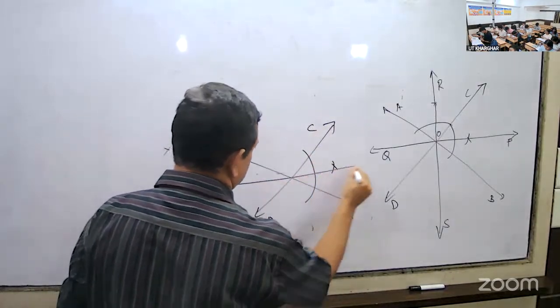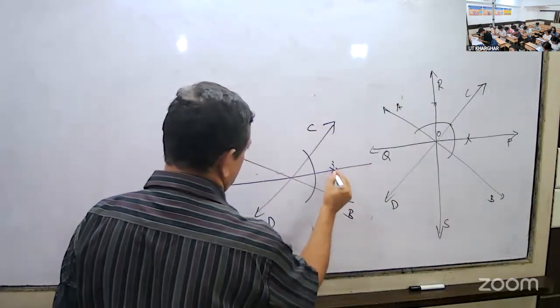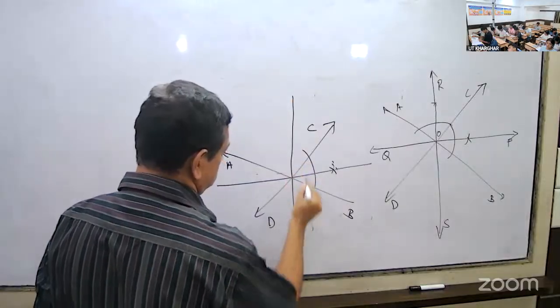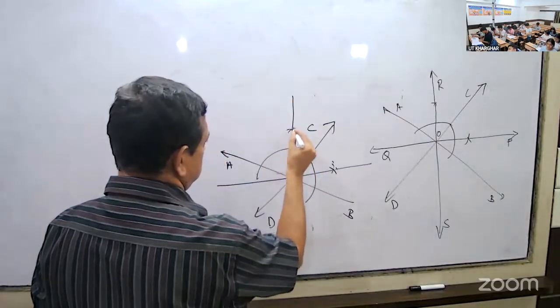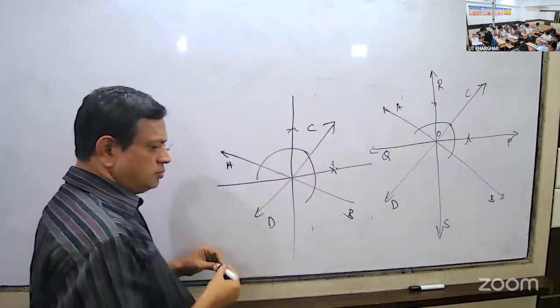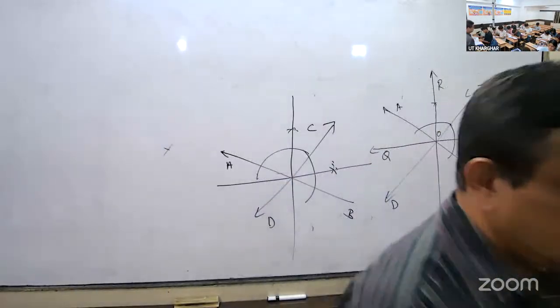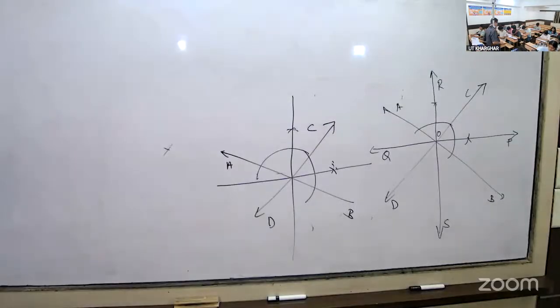Same way, the second one also. Name them. I named them PQ and RS. Draw the angle bisectors on both sides.